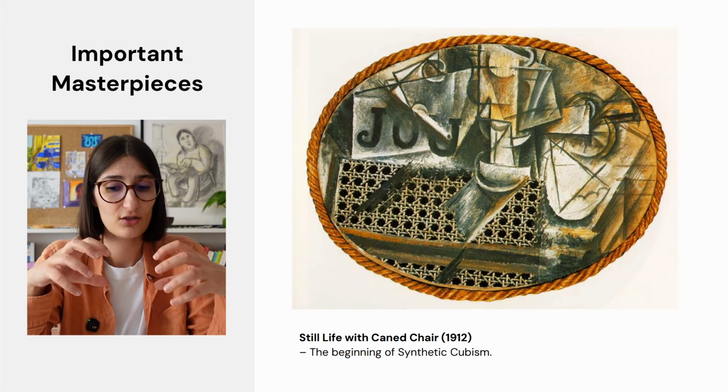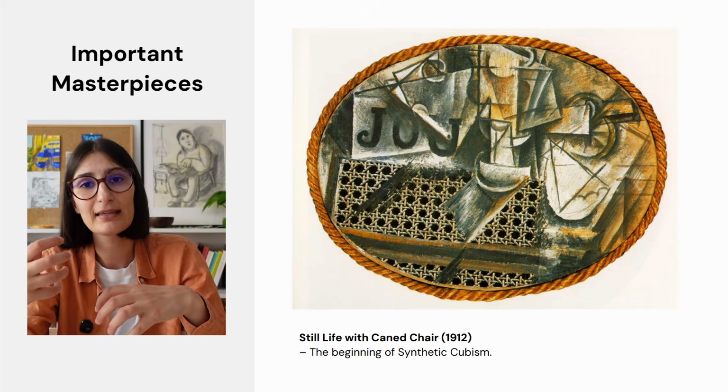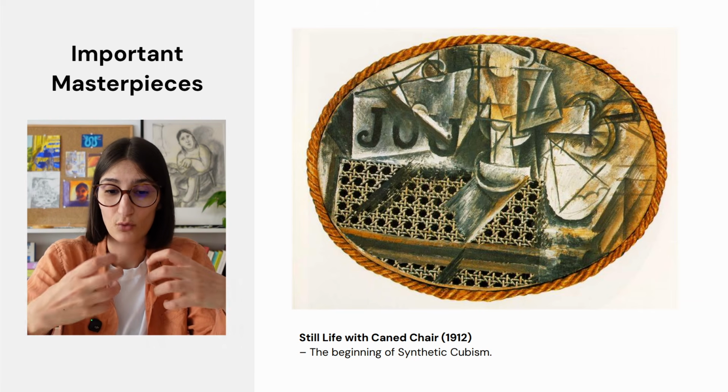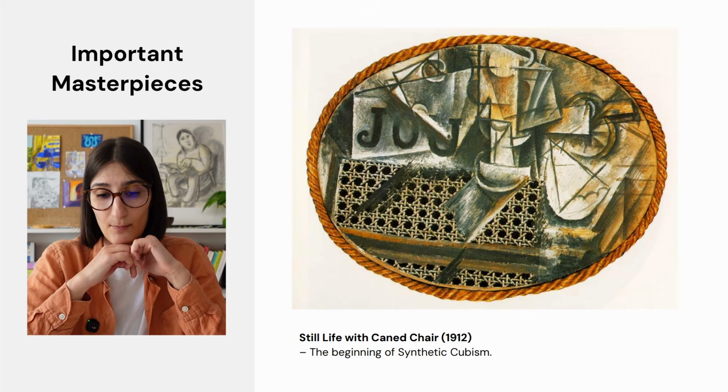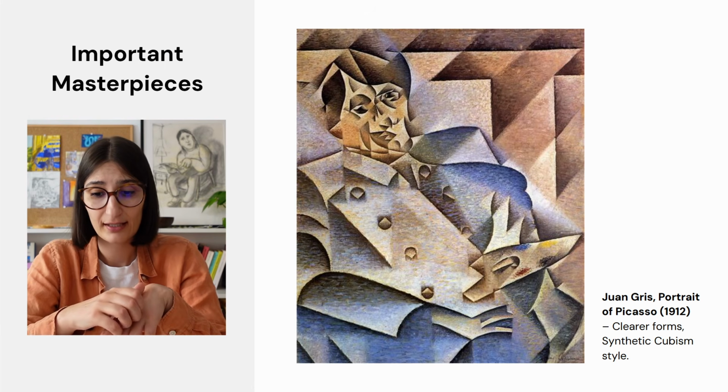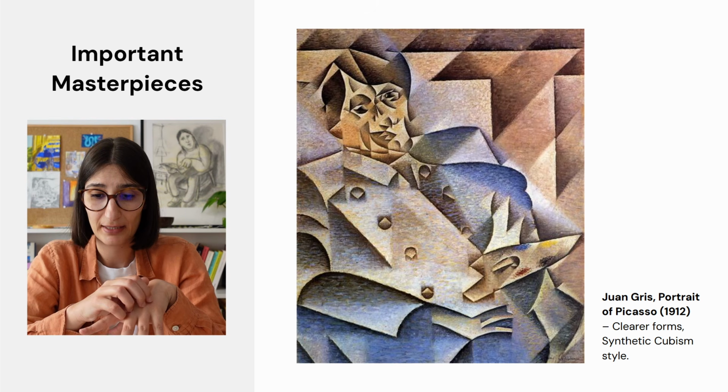And so this combination of these everyday objects with the painting, and also the written words that appear in the painting, mark this new phase of Cubism. And it's important to say that this introduction of these objects in painting was really, really groundbreaking at the time. Then we have a painting by Juan Gris, a portrait of Picasso.